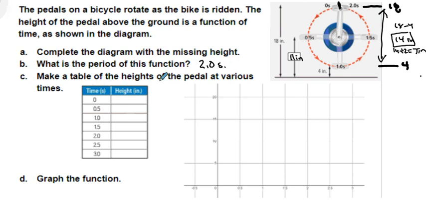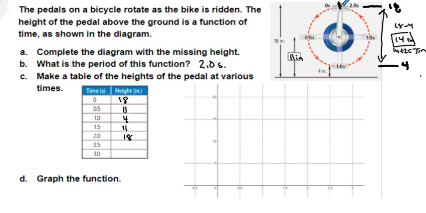Now let's make a table of the heights of the pedal at various times. At 0 seconds, we're up here, so we're at 18 inches. At a half second, we're at this halfway point that we figured out, so we're at 11 inches. At 1 second, we're at the lowest point, and that's 4 inches. We'll come up with some terminology for these different features in not too long. At 1.5 seconds, we're already on our way back up, so we're at 11 again, and then at 2 seconds, we're back where we started. We're at 18.